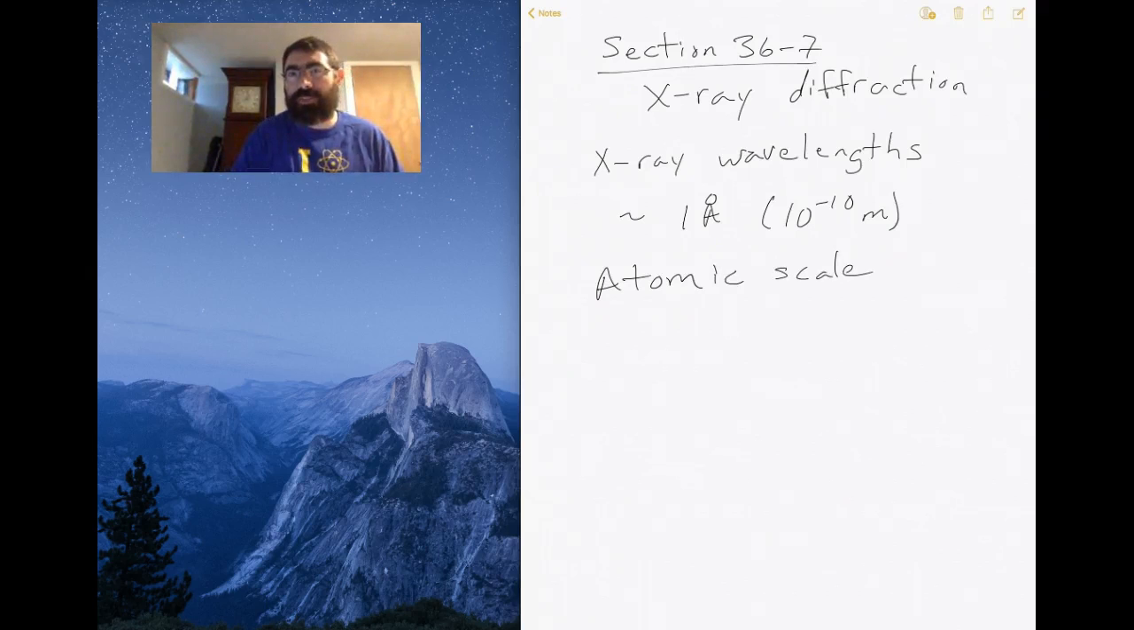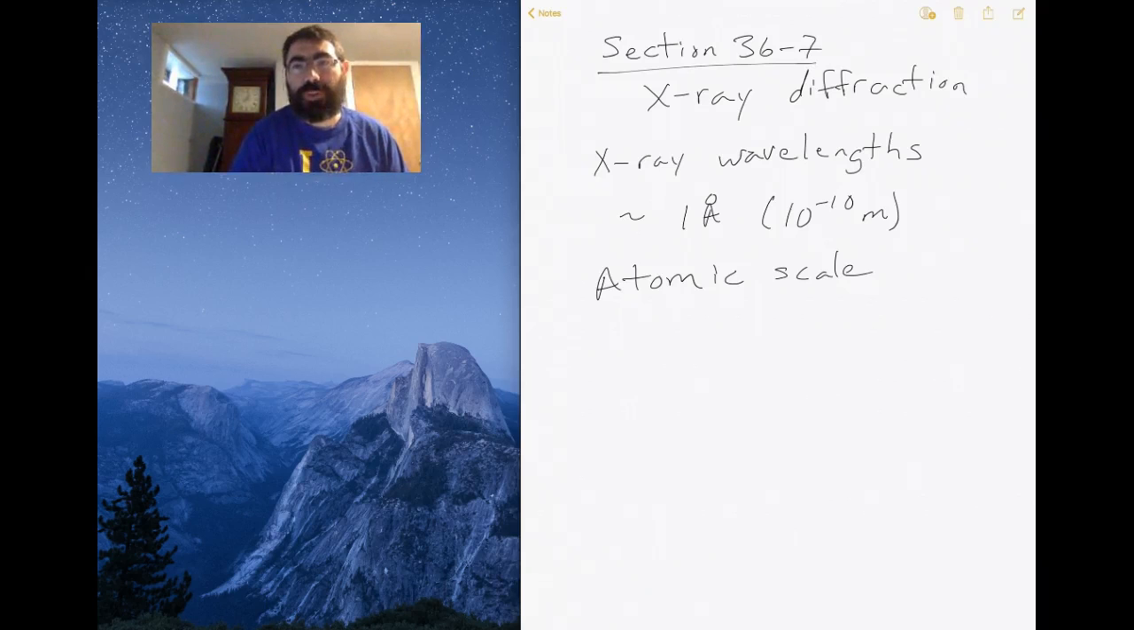So for X-ray diffraction, these X-rays are not going to be diffracting through some physical barrier on the human scale, where we just take a piece of paper and make a small hole in it, or cut a small slit in some piece of plastic or cardboard. Instead, the openings are going to be between the atoms.